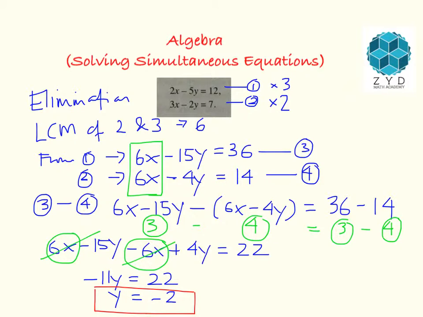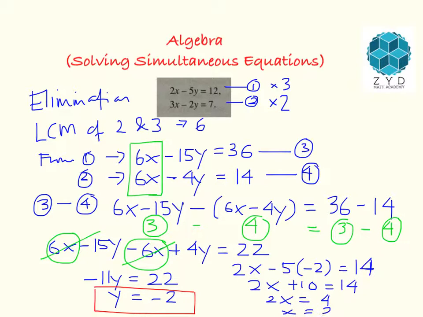Let us now substitute this value back into either equation 1, 2, 3 or 4. That is your choice. I'm going to put this into equation number 1. What I get is 2x minus 5y, which is minus 2, equals 14. So 2x plus 10 equals 14. So 2x is equal to 14 minus 10, which is 4. So x is equal to 2. That is how we use the elimination method to solve our simultaneous equations.